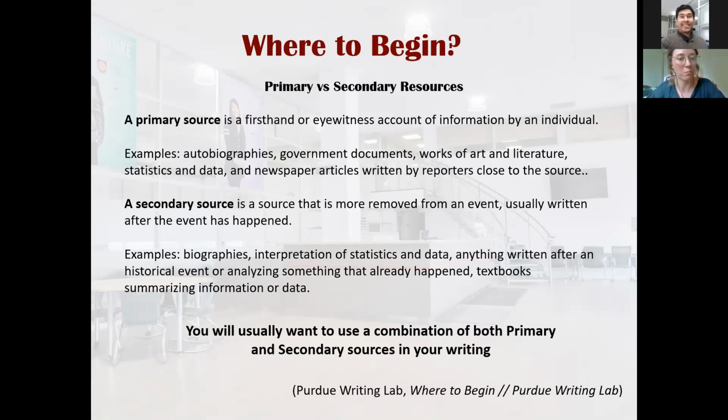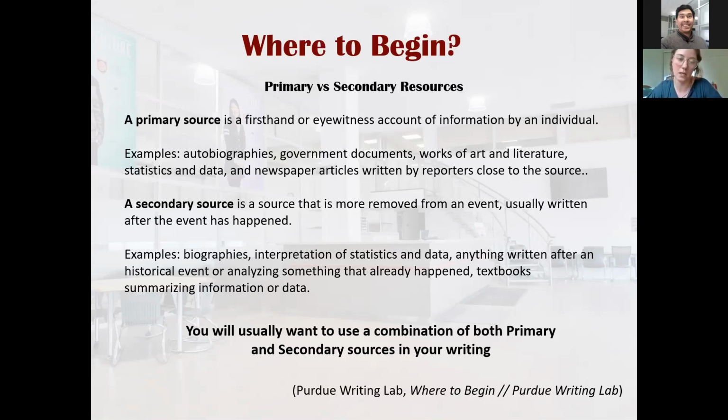Newspaper articles written by a reporter that was there when it happened, or really close to the source. If somebody is writing a newspaper article about an interview, then that would be a secondary source, okay? So that's a source that is more removed from the event, and it's usually written after the event has happened. So biographies, where somebody has interviewed tons of people about a different person. Interpretation of statistics and data.